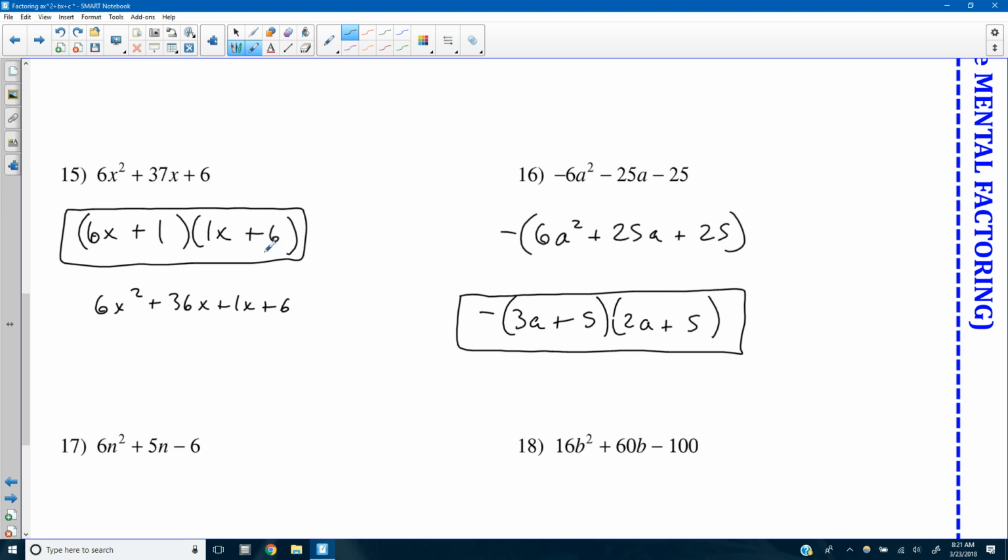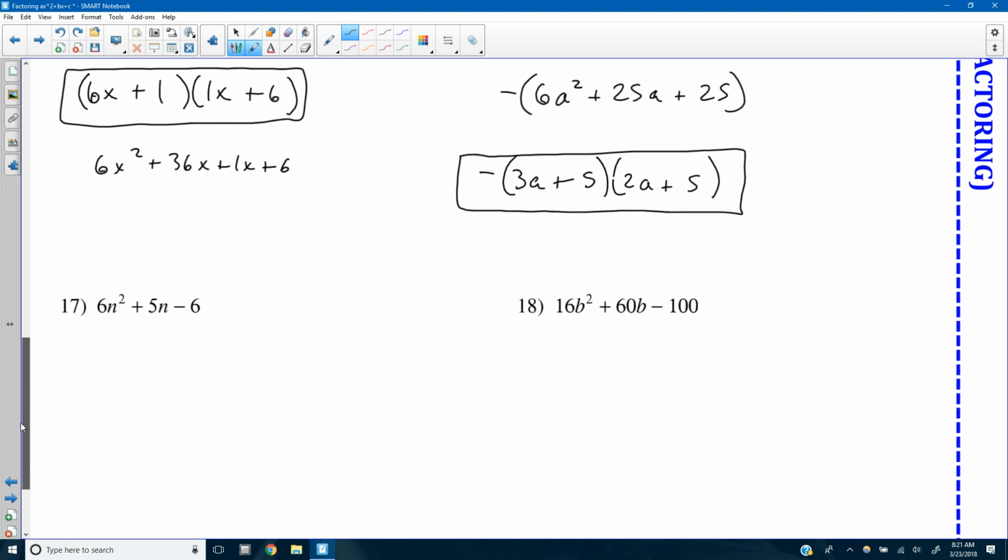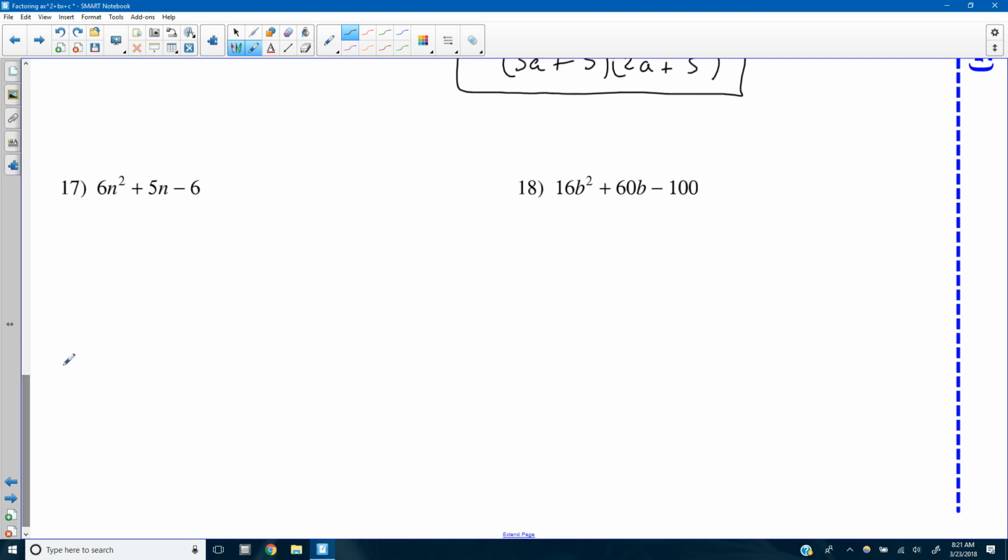If you still don't understand the mental factoring at this point, I don't know if I would practice it. This is for those who understand what's going on here. Last two problems. 6n squared plus 5n minus 6. Again, composite value. It's unfortunate, but I'm dealing with it. I have an n times n here. I guess these problems are kind of challenging.